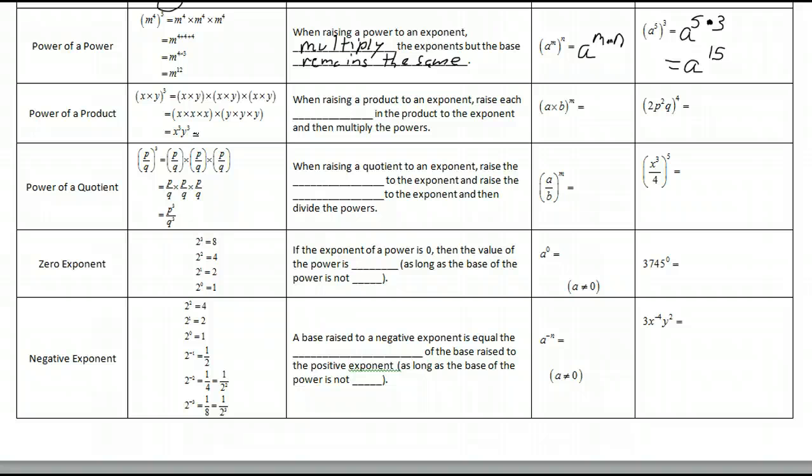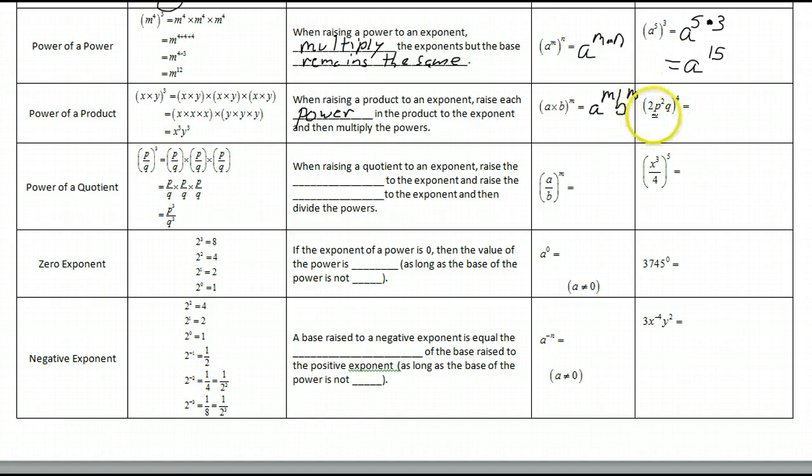When raising a product to an exponent, raise each power in the product to the exponent and then multiply the powers. So raise each power in the product. This was a power of 1, so we get 1 times 3. We multiply the powers. This is a to the 1 and b to the 1. So this becomes a to the m, b to the m.